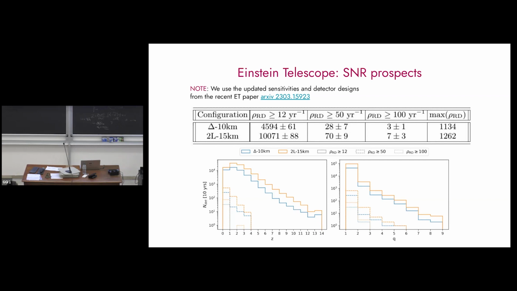It means that the number of loud ringdown events that you will see with third generation detectors in proportion will not be large, but in absolute terms it is still a good amount of events to test GR.